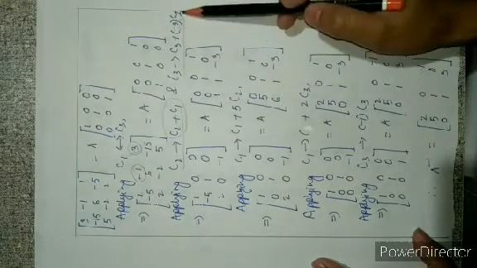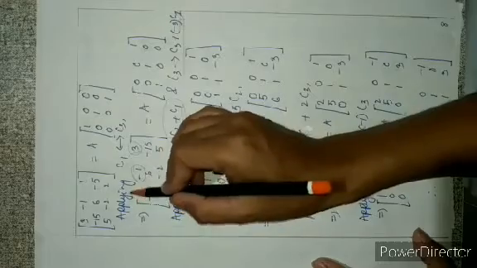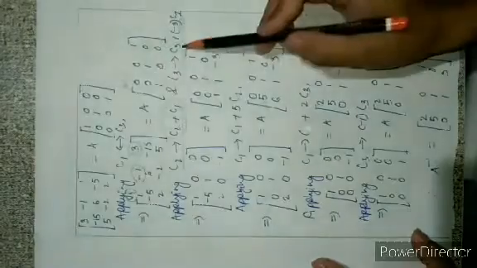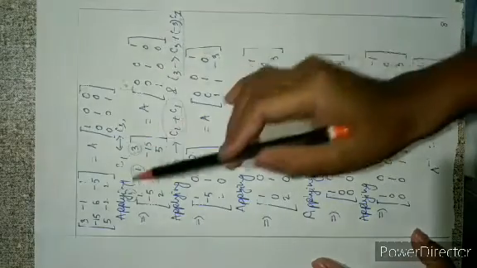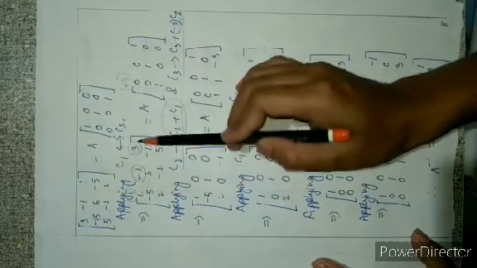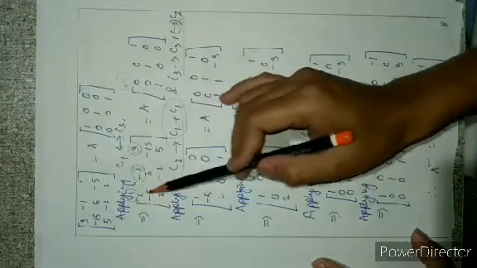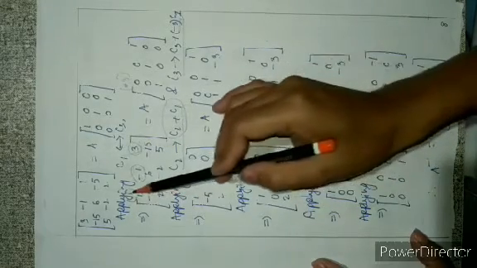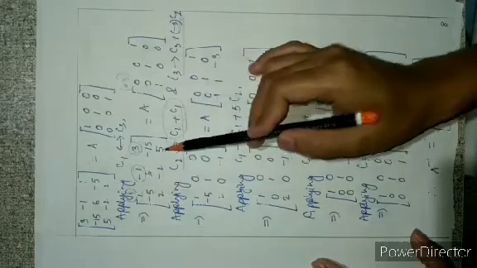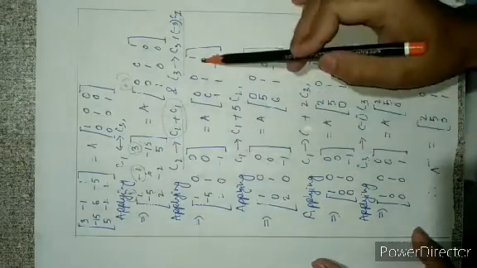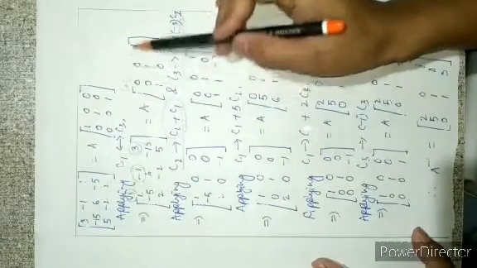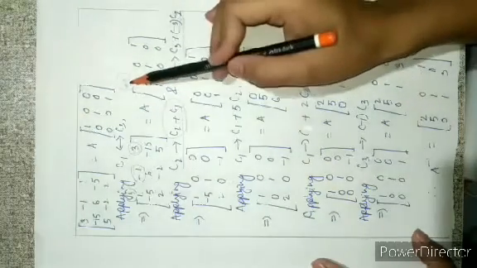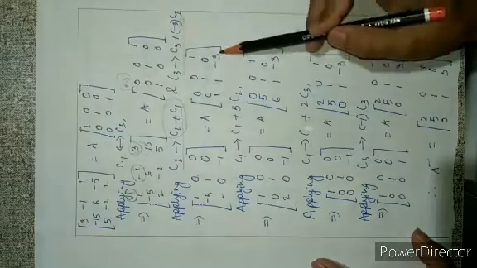For the third column, elements of the first column are multiplied by minus 3 and added to the corresponding elements of the third column. Minus 3 into 1, minus 3. Minus 3 plus 3 is 0. Minus 3 into minus 5, plus 15. Minus 15 is 0. 2 into minus 3, minus 6. Minus 6 plus 5 is equal to minus 1. For the right hand side, 0 into minus 3, 0. Plus 1 is plus 1. 0 into minus 3, 0. 0 is 0. 1 into minus 3, minus 3. Plus 0 is equal to minus 3.